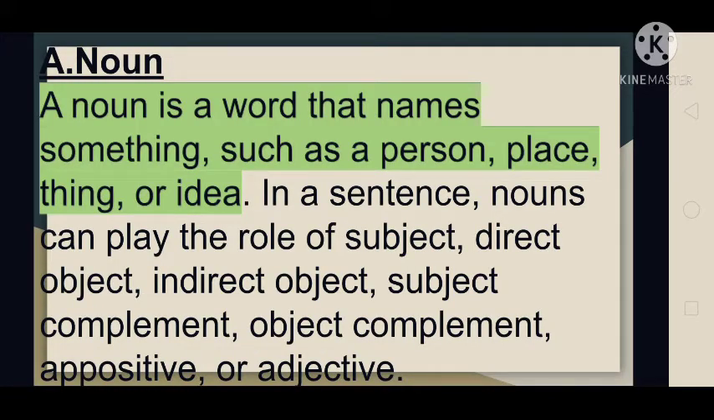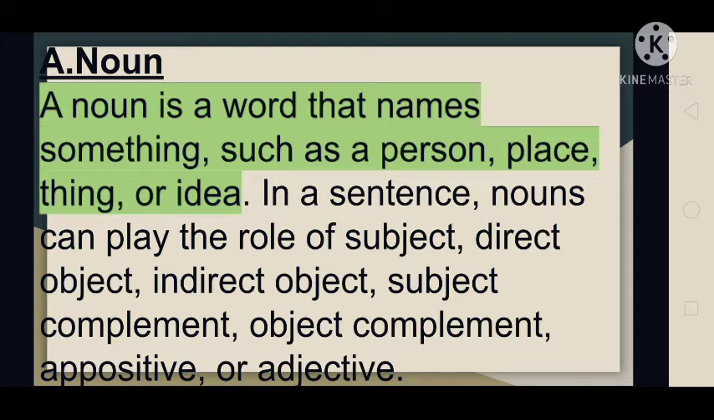Again, let's talk about these parts of speech one by one. Number one, noun. A noun is a word that names something such as a person, place, things, or ideas. Once again, I repeat, a noun is a word that names something such as a person, place, things, or ideas.